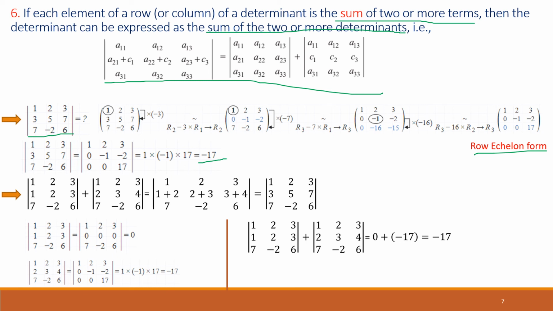Now we will write this determinant as a sum of two determinants, and those two determinants are here. Now we will calculate the values of the determinants separately. The value of the first determinant is equal to 0 and the value of the second determinant is equal to minus 17. Now we will add these separately calculated values. The answer would be minus 17, which is the same as the previous determinant.